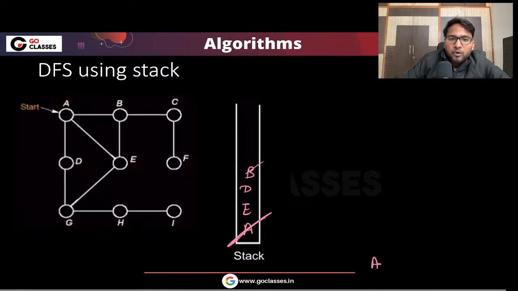Then you pop out this B, and then you put all of its neighbors. So what are the neighbors here? D and E are already done. So C is the only neighbor, right? Which is not done. Then this B is done.